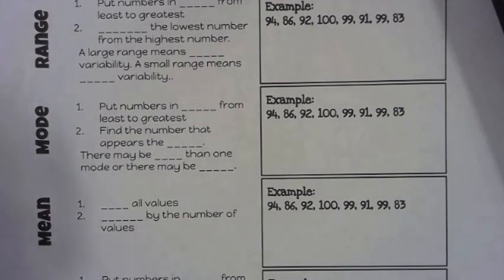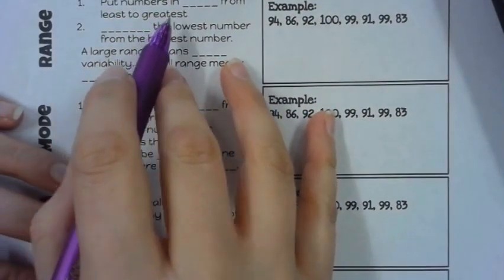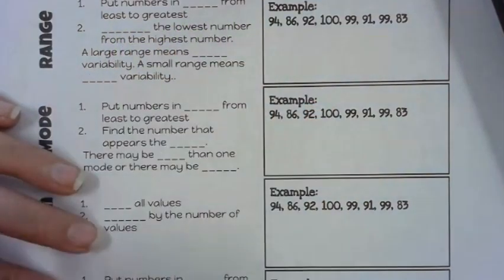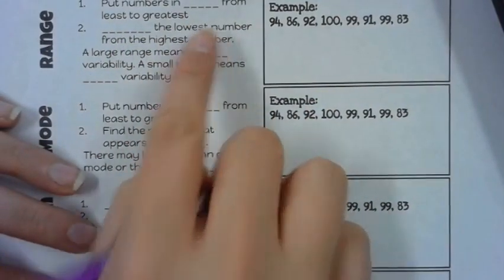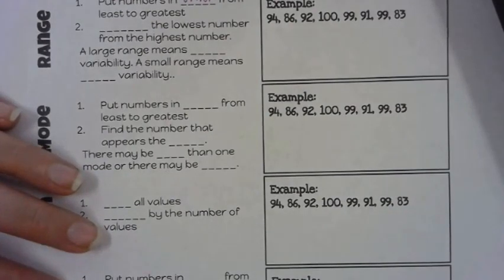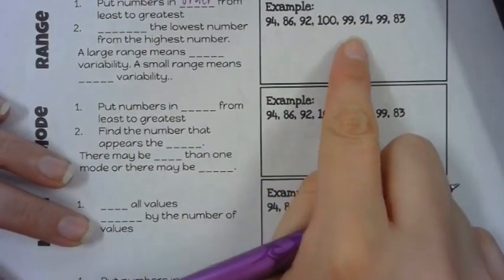So we're going to start off right here with our fill in the blank notes. My at-home learners, if you could just write what we write. My in-class learners, then we'll just fill in the blank. So the first one says put numbers in order from least to greatest. So that's our first step. So we have this set of numbers here and we're going to put them in order from least to greatest.